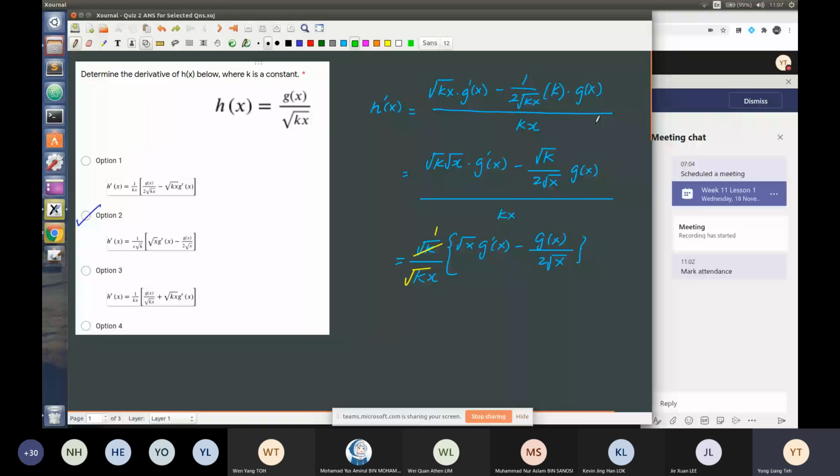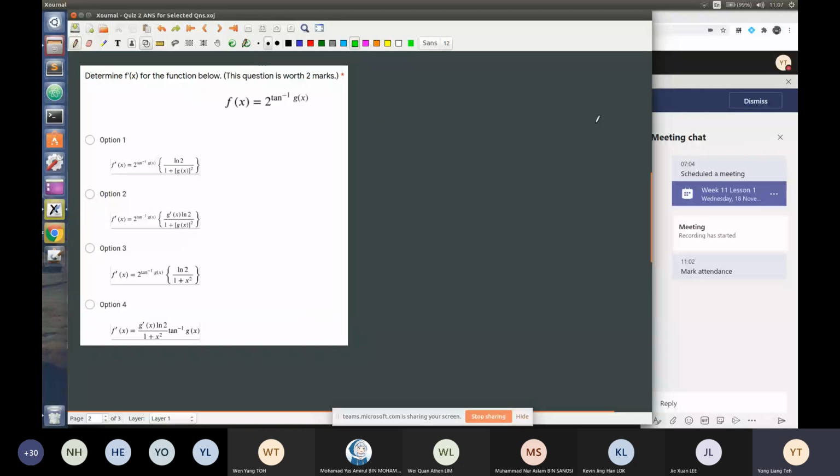So if you have no questions, I move on to the next question, which I think about a third of you got wrong. This question is worth 2 marks, but it's actually quite straightforward. If you look at this, it's an exponential function, a constant base 2 to the exponent of a function of x. Therefore, this will require you to use your differentiation, if you still recall.